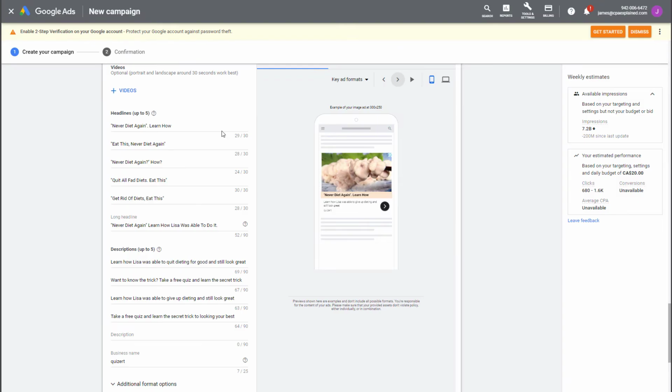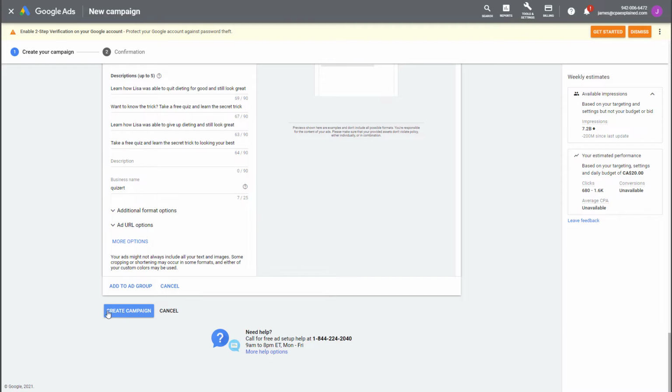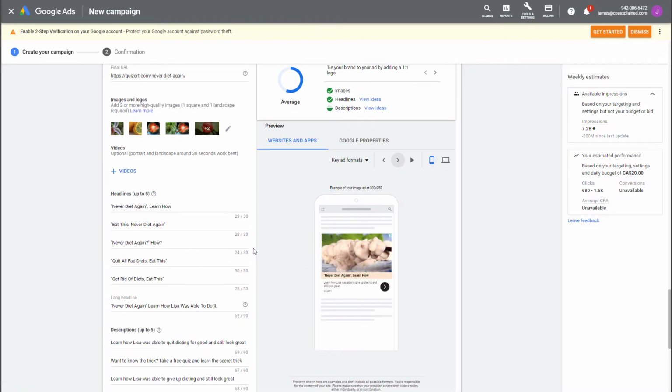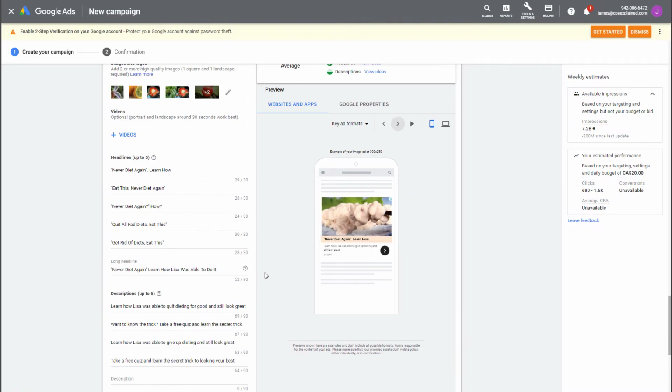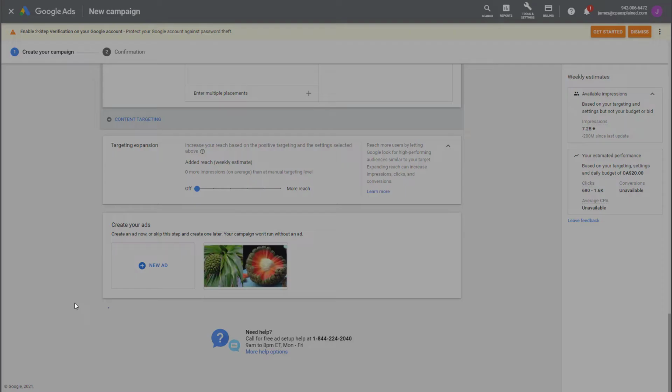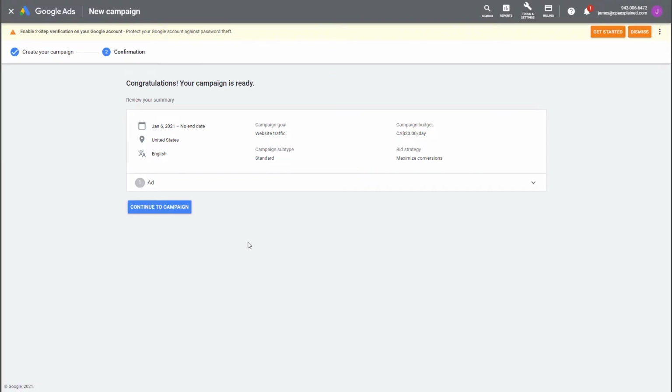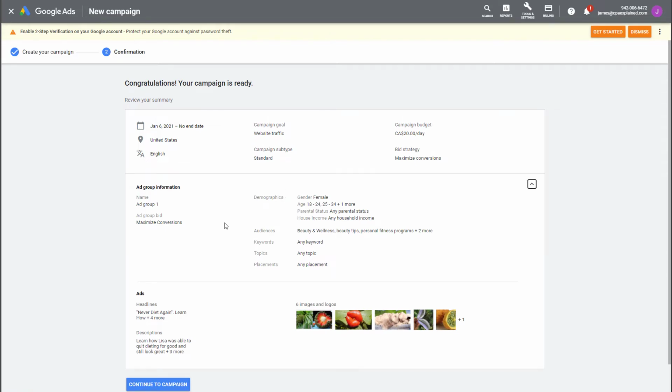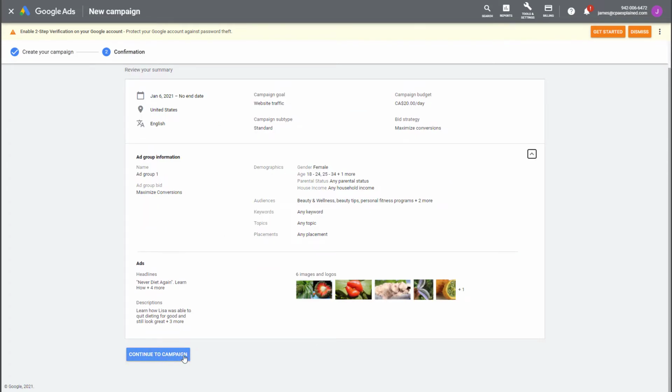Okay, and the last thing to do is just click on create campaign. If you wanted to do multiple different ads, you would just add to ad group and then create as many as you wanted. Okay, we're just going to click on create campaign. All right, and it's going to give you an overview of everything like that, so you can take a look and make sure it all makes sense. And you're going to click on continue to campaign.